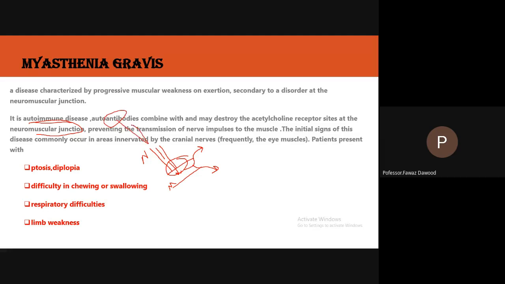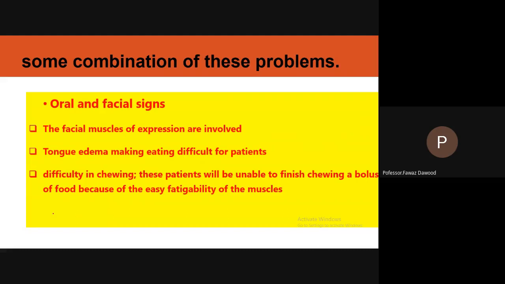So what is affected? Myasthenia gravis, multiple sclerosis, and Alzheimer's disease are affected. These are the most common symptoms: ptosis, diplopia. You will notice that most of them are similar to each other.